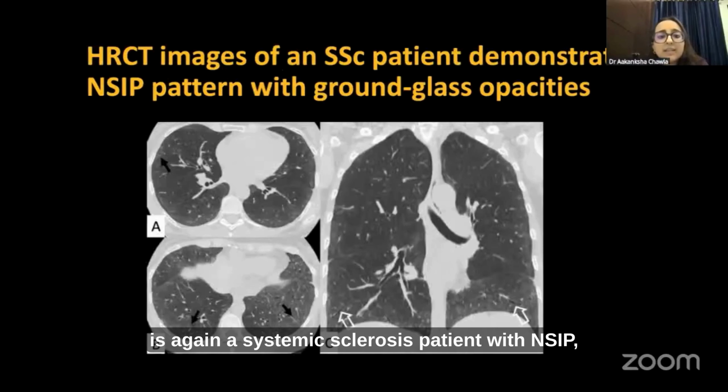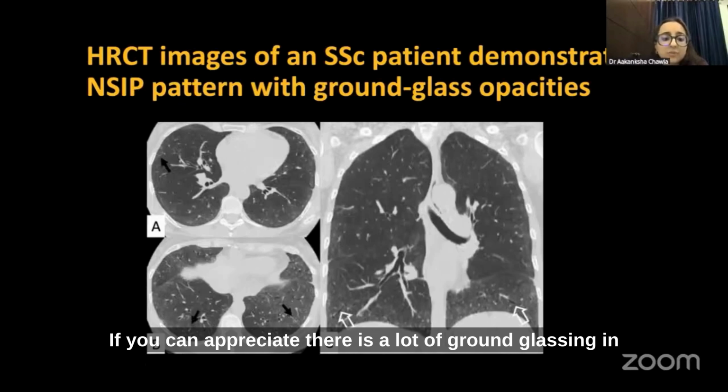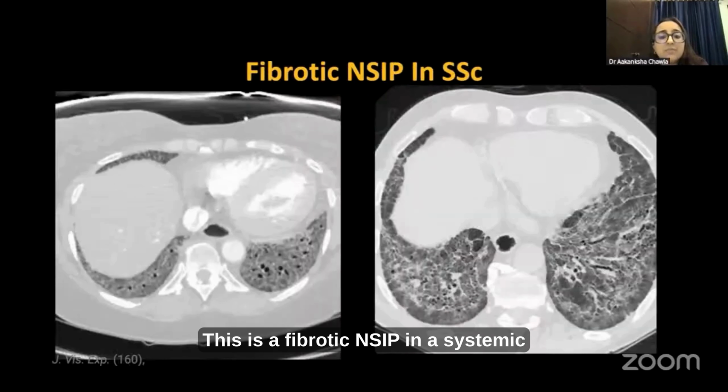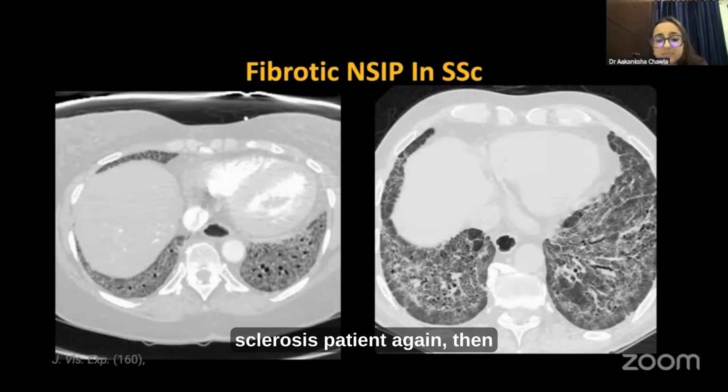Now, this is again a systemic sclerosis patient with NSIP, typically with ground glass. If you can appreciate, there's a lot of ground glassing in both the lung fields bilaterally. Some very minimal traction bronchiectasis, as the arrow is trying to point out, but majorly ground glass. This is a fibrotic NSIP in a systemic sclerosis patient again.